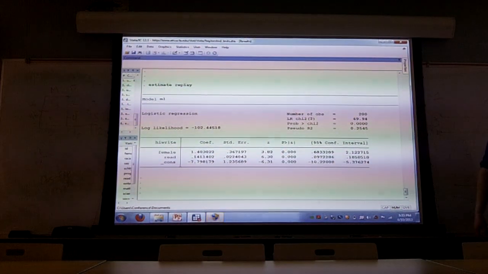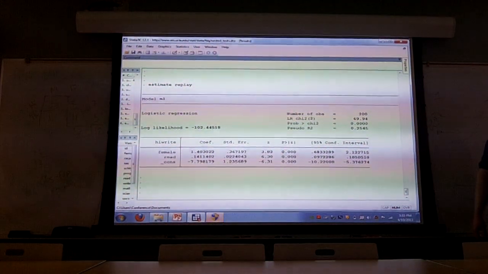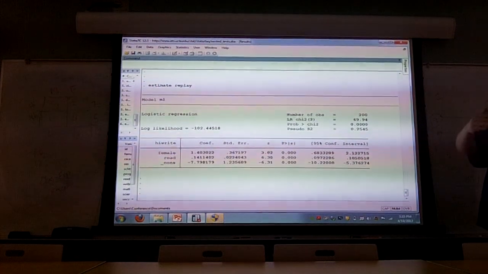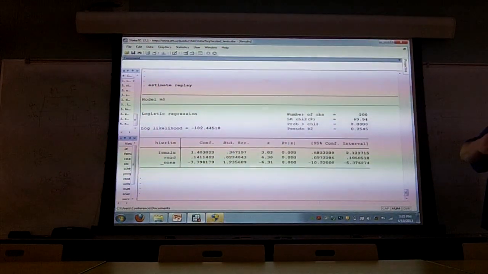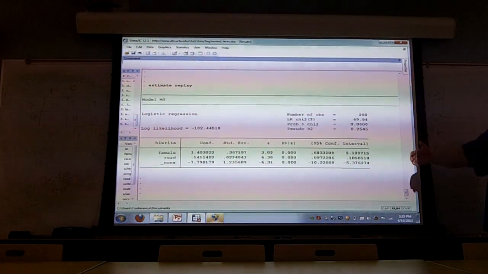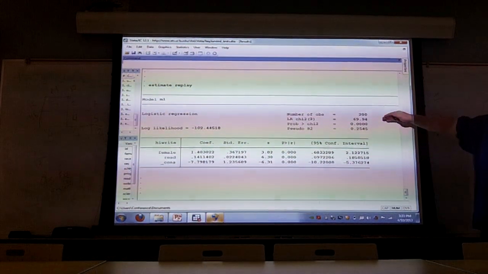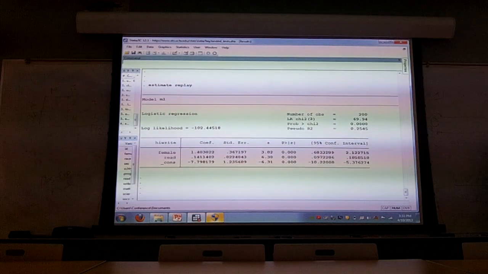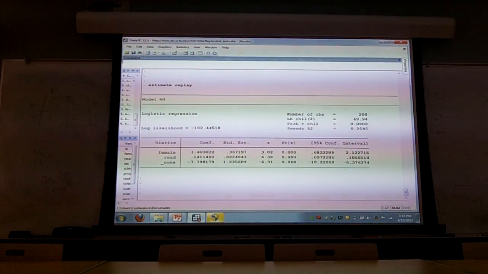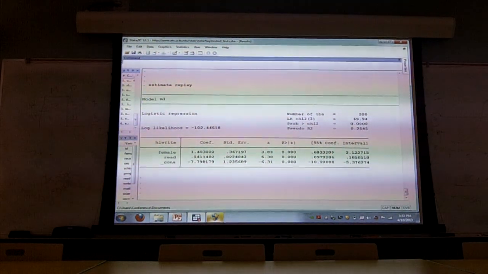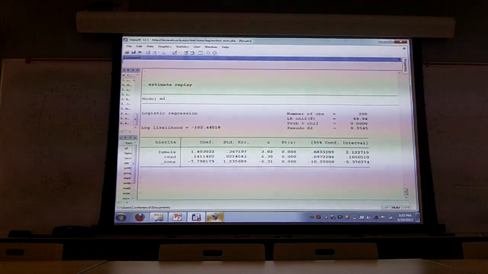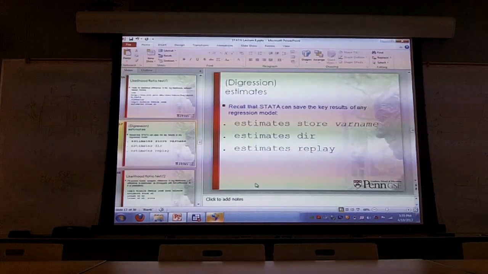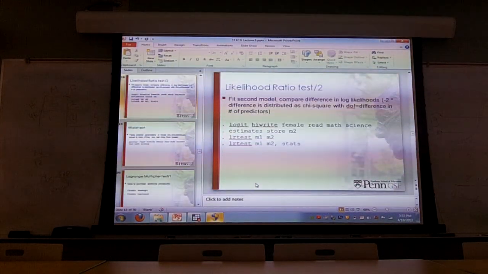Do you have more than one estimate stored in there, or do you do all of them? If you typed in estimates dir, it'll give you that table with the list of the models and all that stuff. If you type in estimates replay, it would do model 1, model 2, model 3, model 4, which is helpful if you want to present more than one model and put them together somehow.